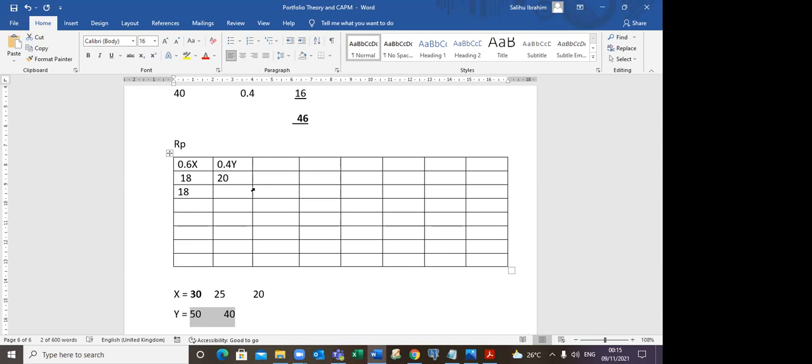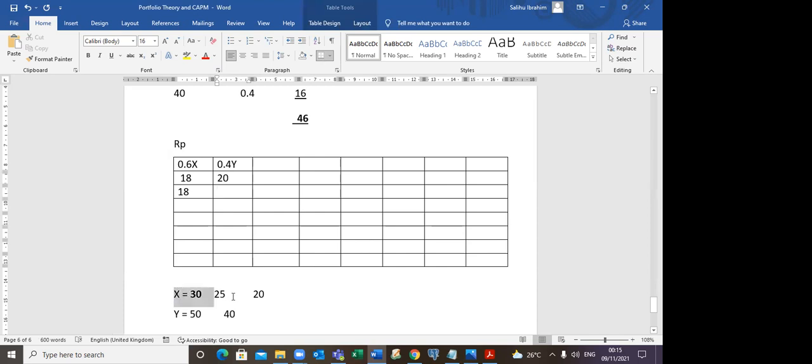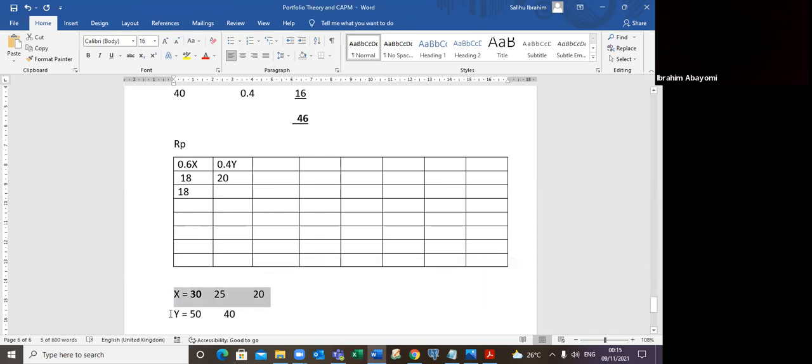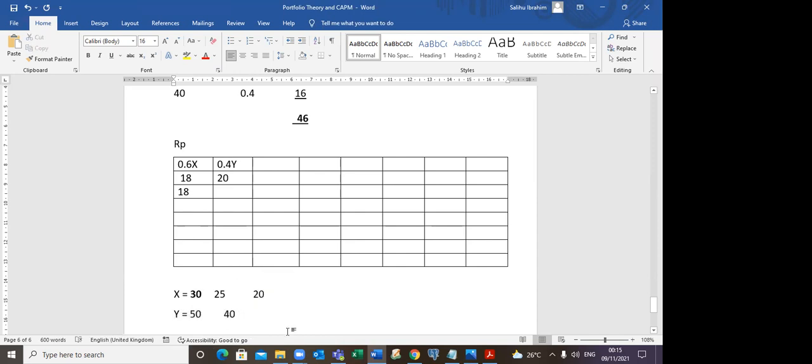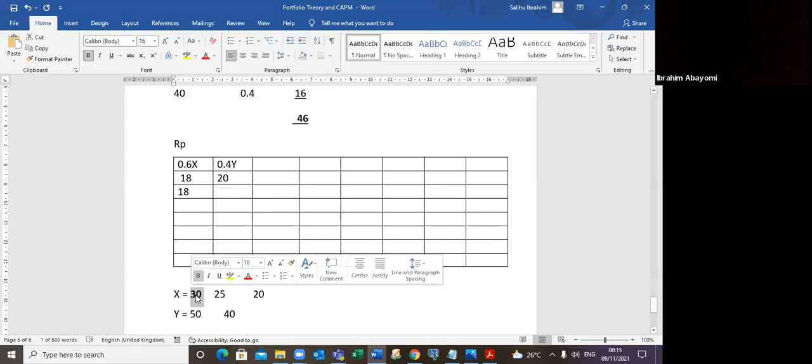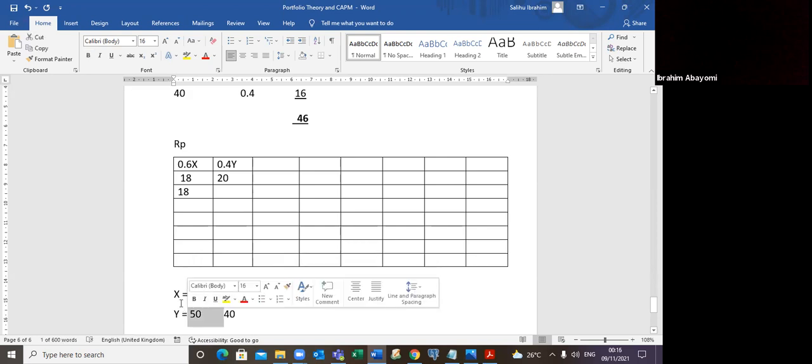Sir, sorry, please explain this again. These are my returns on A, on X. And these are my returns on B, on Y. Now, I'm saying you are picking one of them at a time. If I pick 30, I will assume it is possible for me to get 30% return on X, and at the same time get 50% return on Y. It is also possible that I get 30% on X, but 40% on Y.